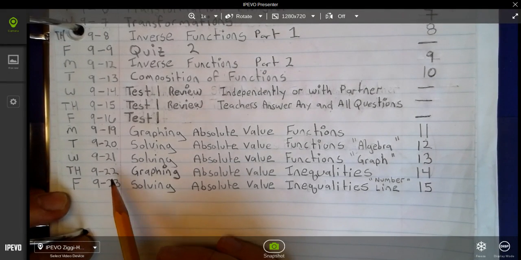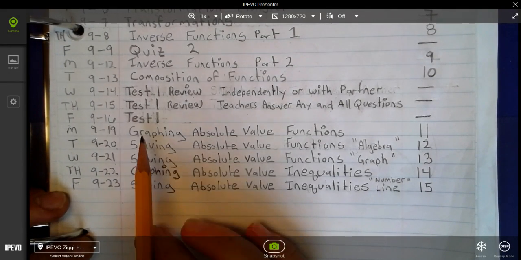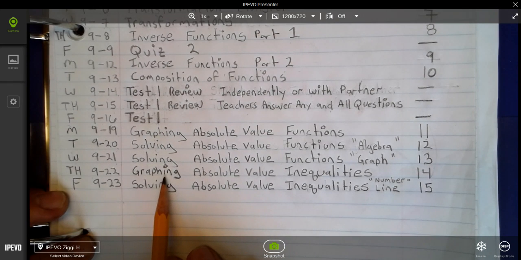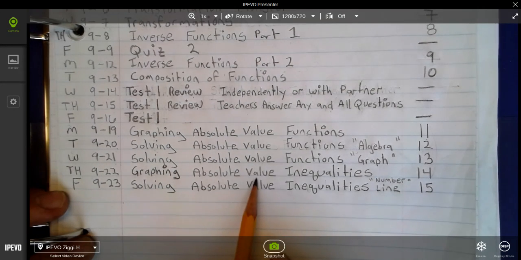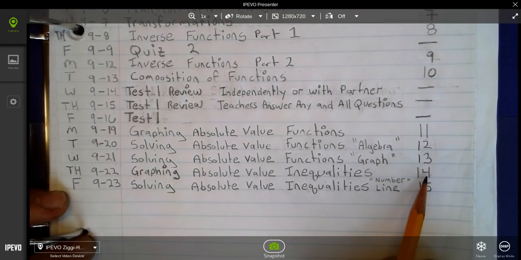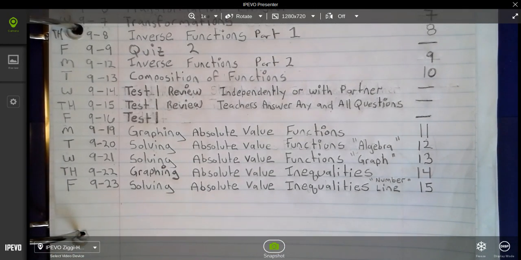So today we're looking at Thursday, September 22nd. Now, if you notice in my previous videos that this said solving, but upon reflecting, I realized we weren't really solving here, we're graphing. So you want to erase solving here and put graphing absolute value inequalities. And that's going to be on page 14 in your notes. So if you would, pause the video and update your table of contents.